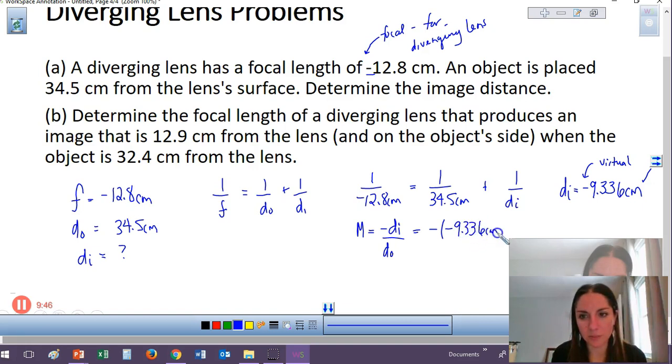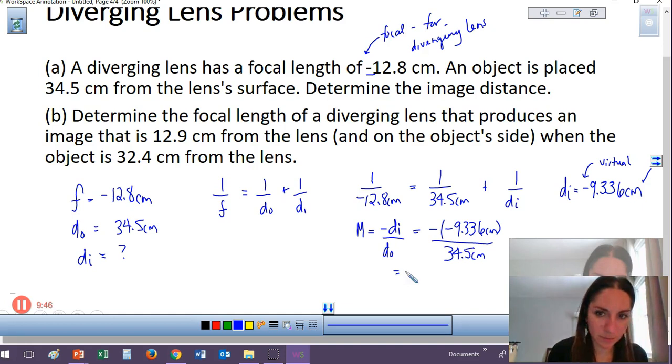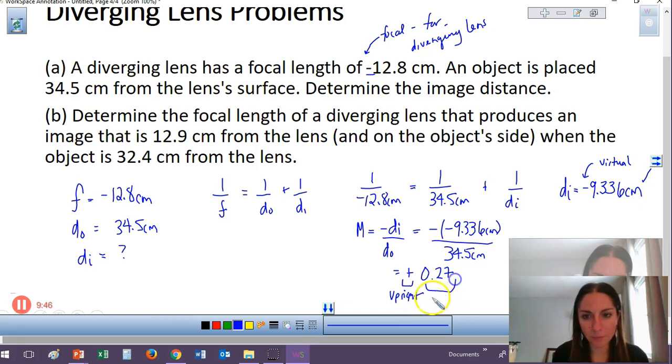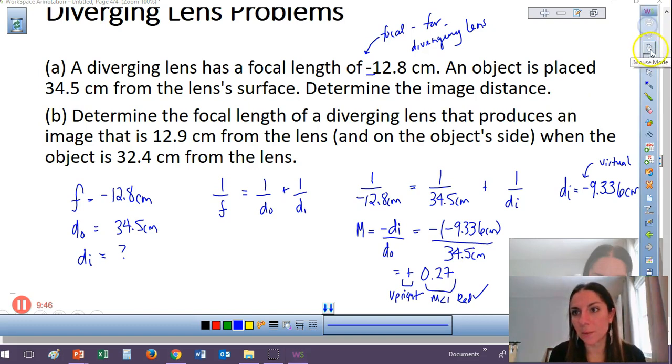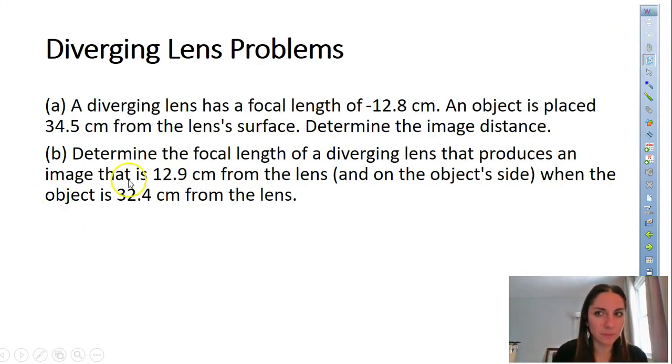So negative 9.336 for the distance of the image divided by the object distance, 34.5. We get positive 0.27. So positive means upright, less than 1 means reduced. I hope you see that this follows the laws of diverging lenses. It's virtual, upright, and reduced. Pretty cool. All right, next question, part B.